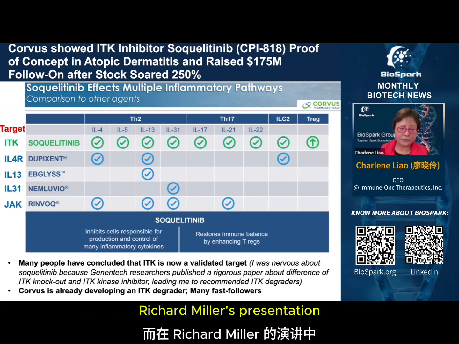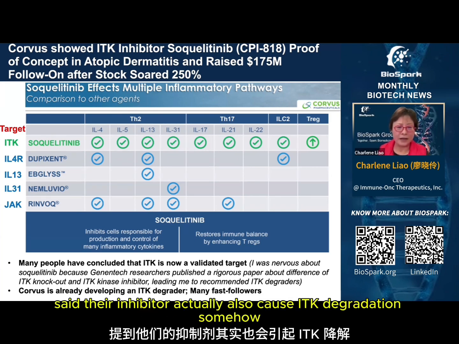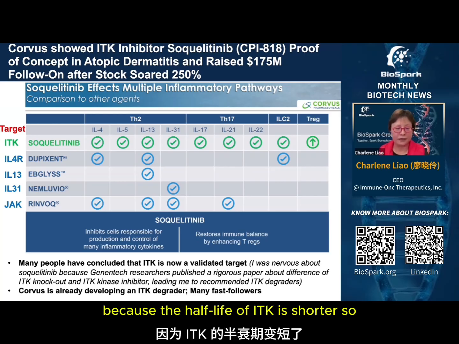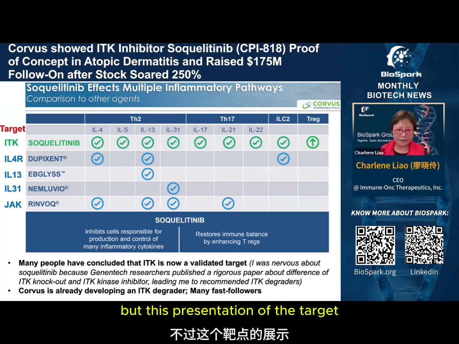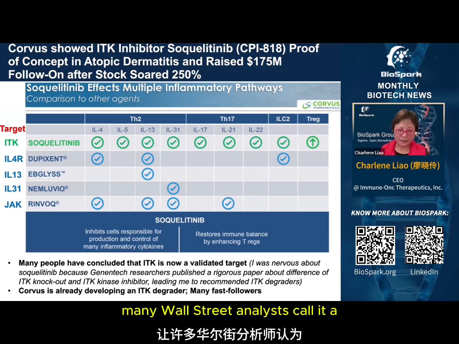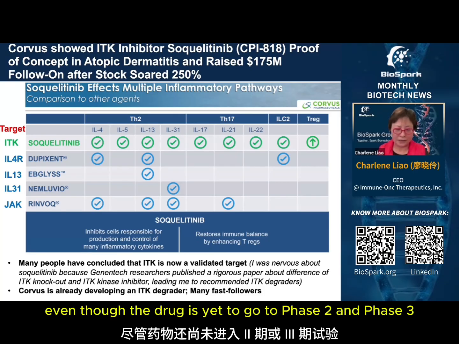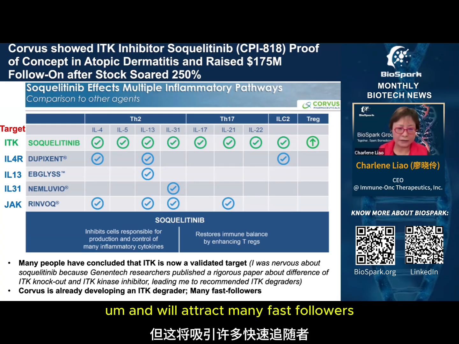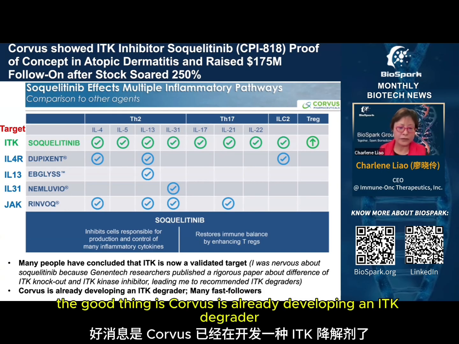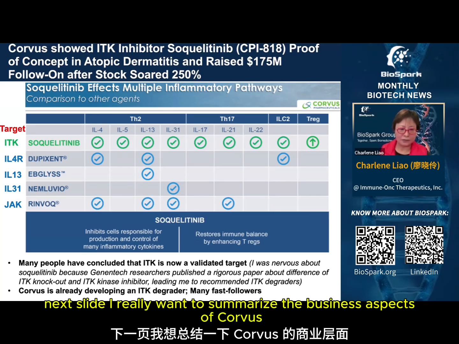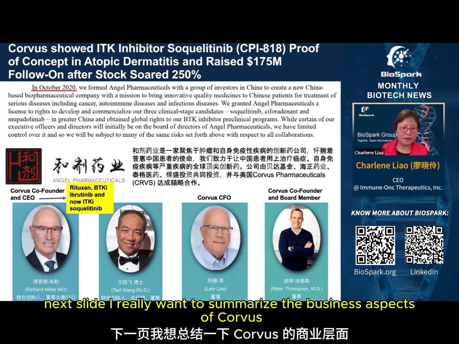And Corvus, Richard Miller's presentation said that their inhibitor actually also causes ITK degradation, somehow because the half-life of ITK is shorter. So with this presentation of the target, many Wall Street analysts call it a validated target now, even though the drug is yet to go to phase 2 and phase 3, and it will attract many fast followers. The good thing is Corvus is already developing an ITK degrader. Next slide. Really want to summarize the business aspects of Corvus.